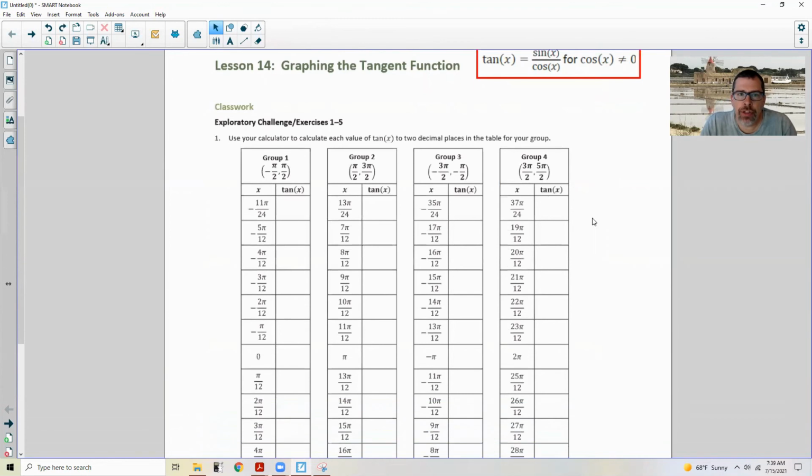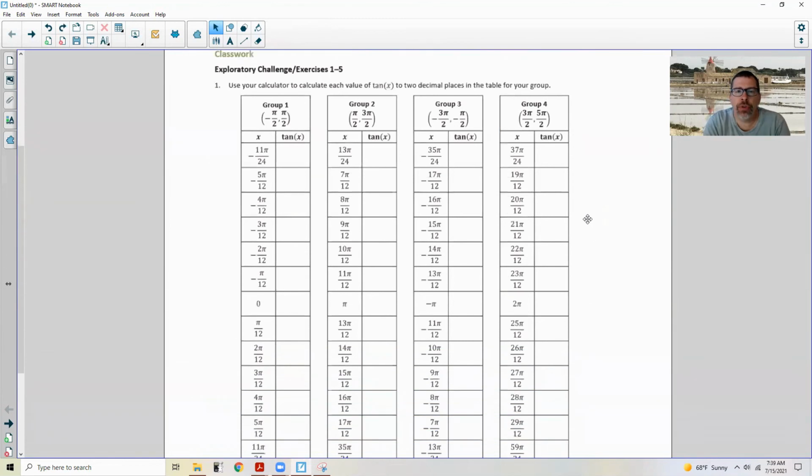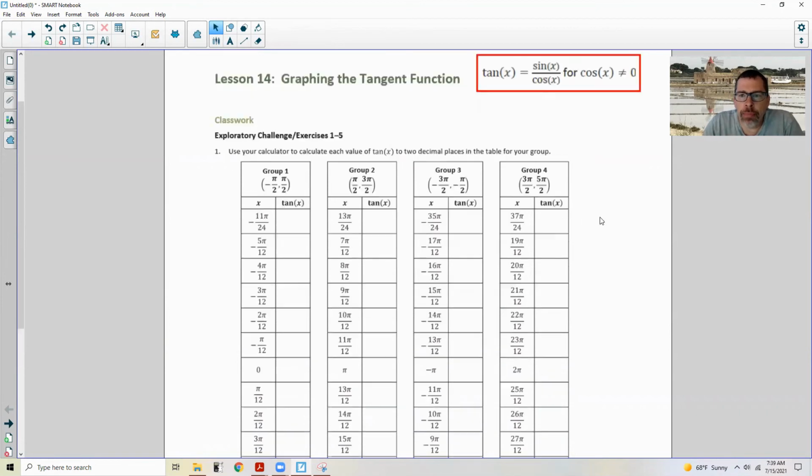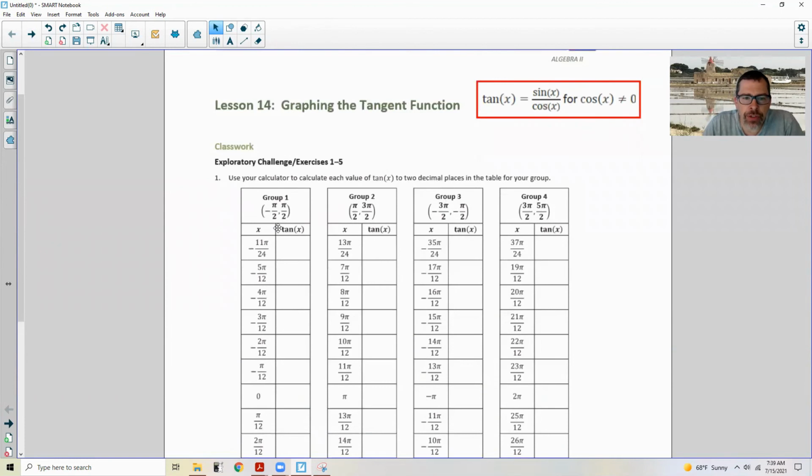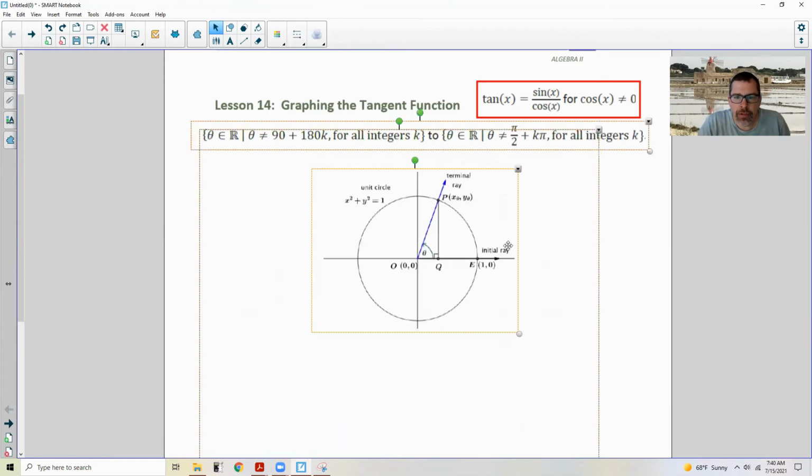All right, so here's the classwork. Exploratory challenge, exercises 1 through 5. So this is a group activity in a classroom, and there are 4 groups. And what we're doing is we're breaking up the unit circle. And this one is going to go from negative pi over 2 to pi over 2. So let me bring that unit circle back. Negative pi over 2 is right here to pi over 2.